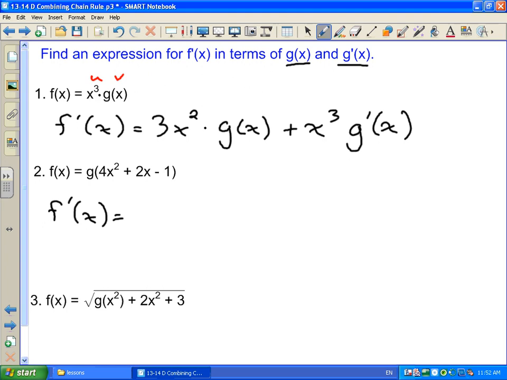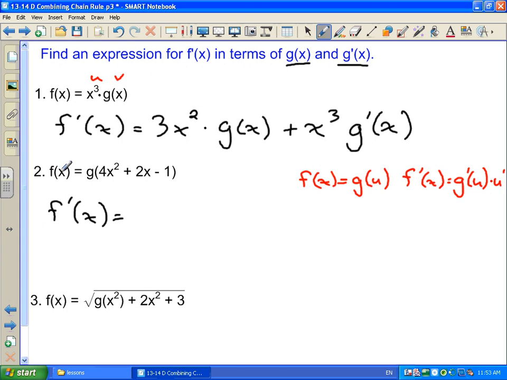Yeah, it's a composite function, so I'm going to have to use the chain rule here. So what is the chain rule going to look like? Well, remember, our chain rule was that if we had f at x equals some function g as a function of u, our derivative was going to be g primed at u times u primed. Okay? So how can we apply that in this situation here?